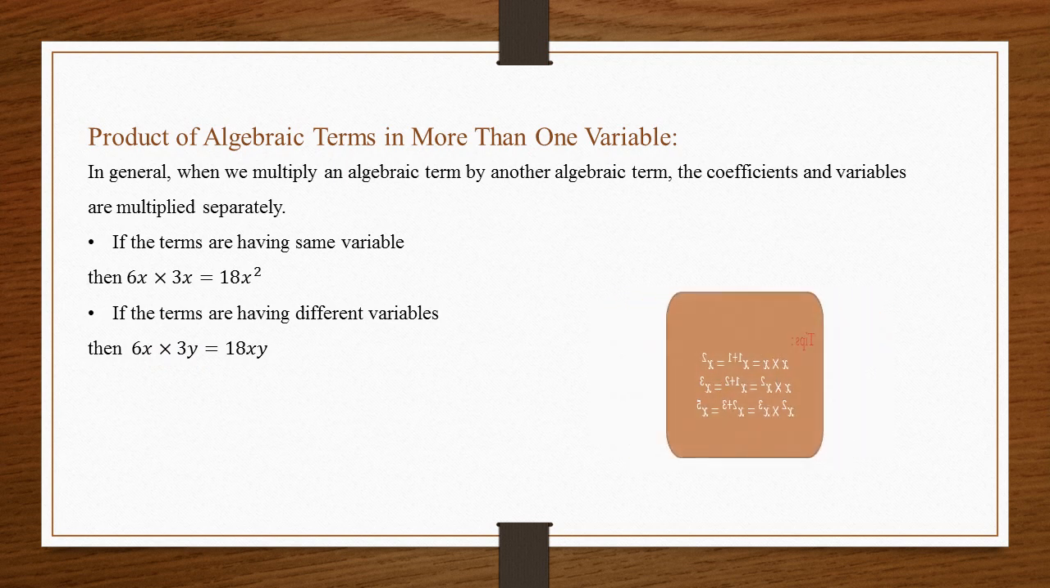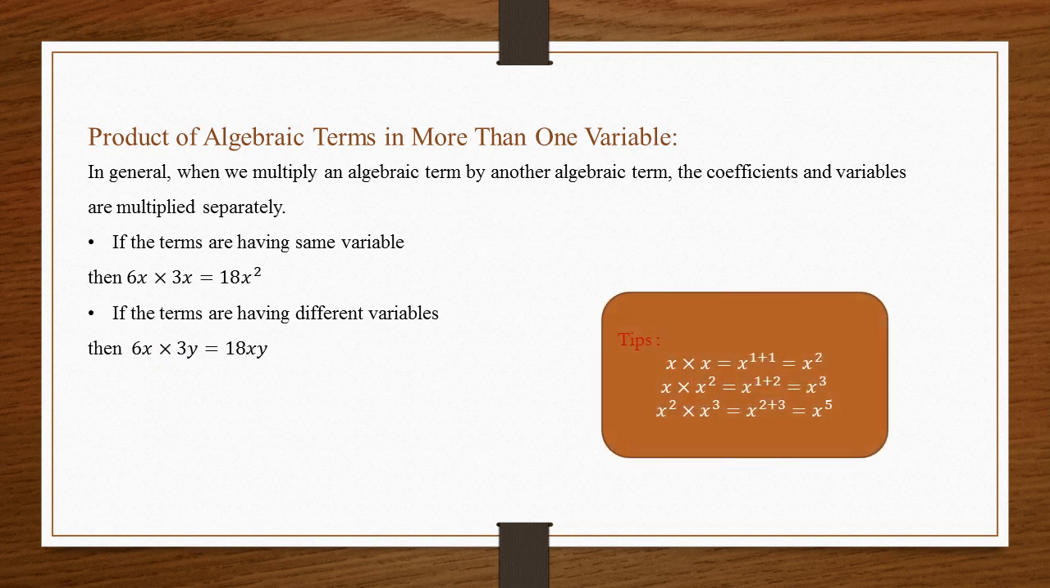Now here are some tips on how to multiply the same variable. As you can see, x into x becomes x square because we add their powers. Whenever two same variables multiply each other, we add their powers. Here x has no written power, meaning x has power 1. The other is also power 1, so 1 plus 1 becomes x square. Here x into x square: x has power 1 and x square has power 2, so 1 plus 2 becomes x cube.